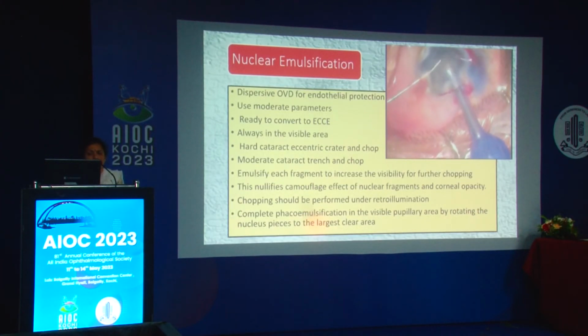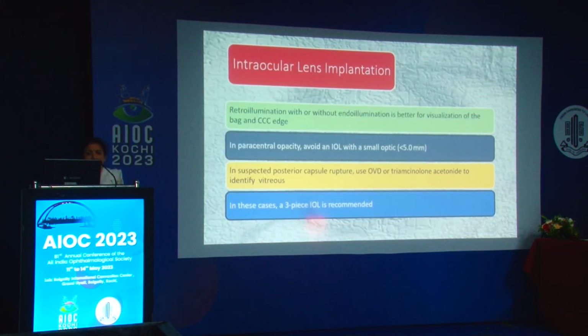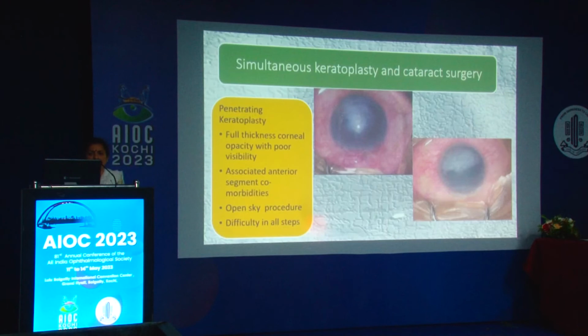In case of hard cataract, you can go for eccentric crater and chopping. As soon as you start eating up the nucleus fragments, the clarity increases and the rest of the things can be easier. For intraocular lens implantation, in case of paracentral opacity, you can put a large size lens so that it can cover the larger area.